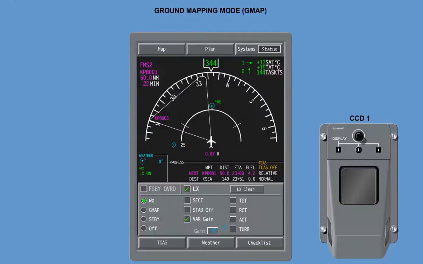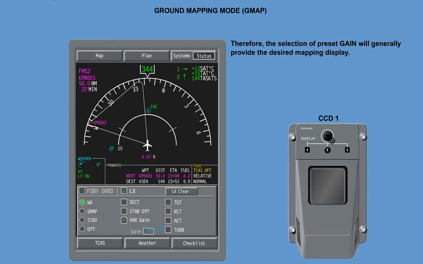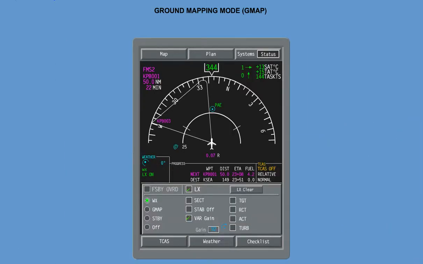Ground Mapping Mode, GMAP. This mode is used to alert the flight crew about hazards caused by ground targets. This is especially useful in areas of rapidly changing terrain, such as hilly and mountainous areas. Therefore, the selection of preset gain will generally provide the desired mapping display. However, the pilot flying may desire to manually decrease the gain. It is possible to have the pilot working the GMAP mode while the other pilot is using the regular weather mode.